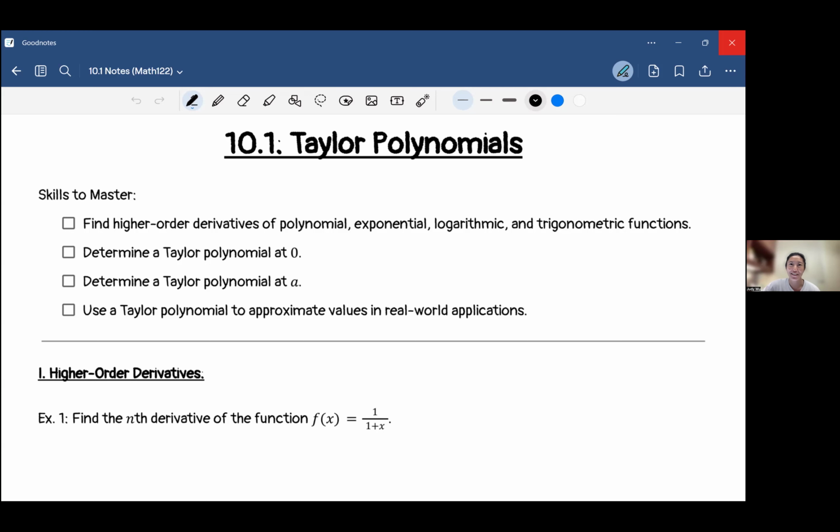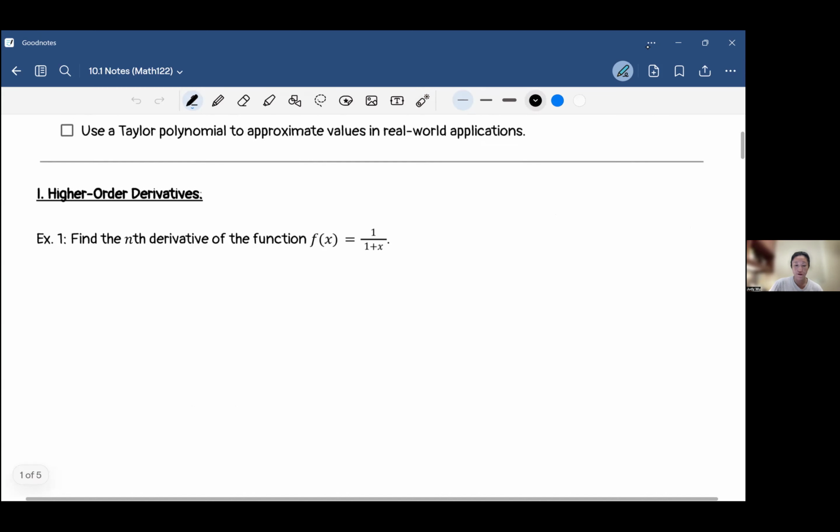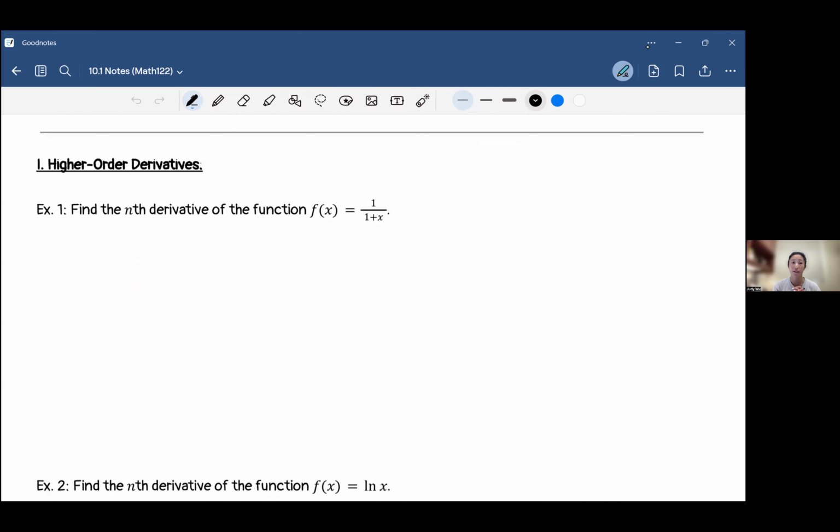All right, so skills to master in 10.1. We want to know how to find higher order derivatives. We want to be able to determine a Taylor polynomial at 0. We want to determine a Taylor polynomial at a, and we want to use a Taylor polynomial to approximate values in real-world applications. So in this video, we're going to focus on higher order derivatives.